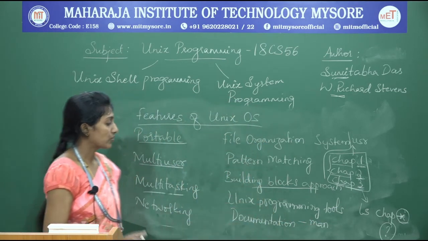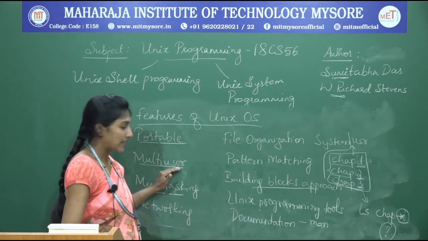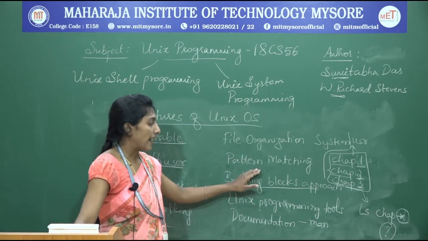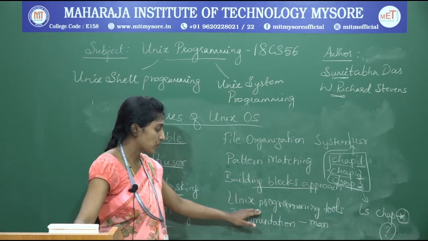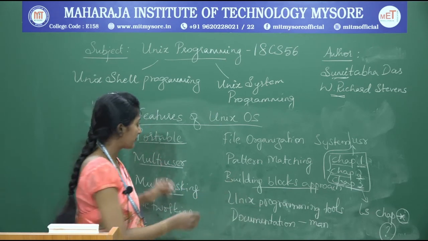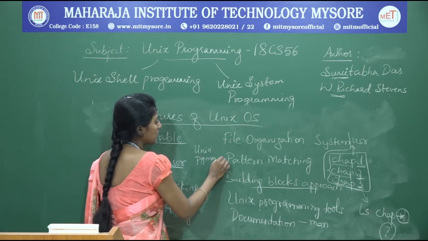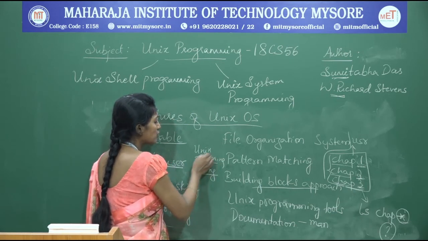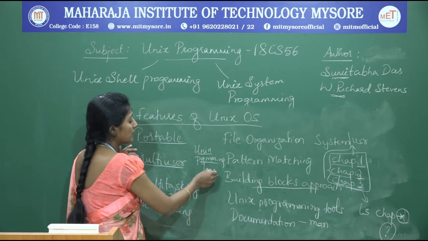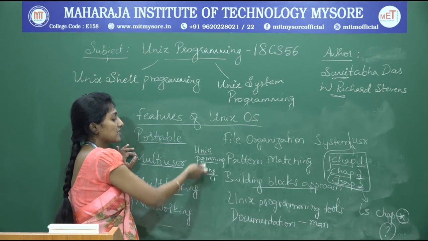So, these are the features of the Unix operating system: portable, multi-user, multitasking, networking, file organization system, pattern matching, building blocks approach, Unix programming tools, and documentation. Along with this, we have one more feature, that is the Unix programming language. Language here refers to what we discussed with the C language and C++ language. You can write a script, a shell script, which is referred to as a programming language.